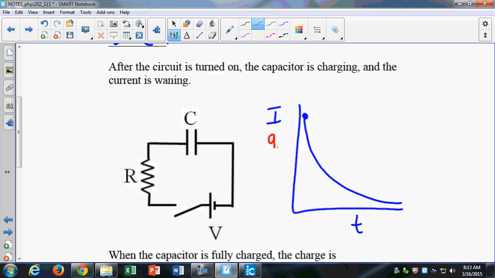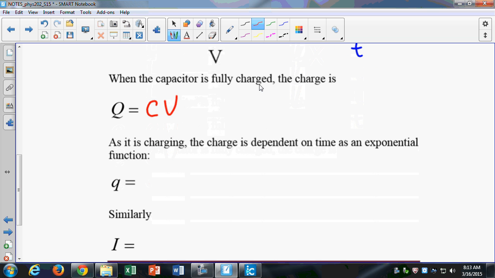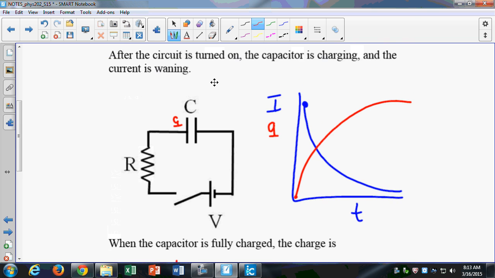If we were to plot our Q, the charge on the capacitor, initially it would be 0, but then it gradually gets bigger. As the charge on the capacitor gets bigger and bigger, the current going through the resistor into the circuit gets smaller and smaller, until our capacitor is fully charged. When that capacitor is charged, the charge is C times V. We've already seen that. And this charge is an exponential function. You've probably seen these exponential functions before.